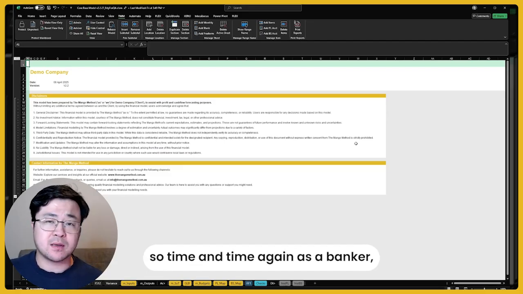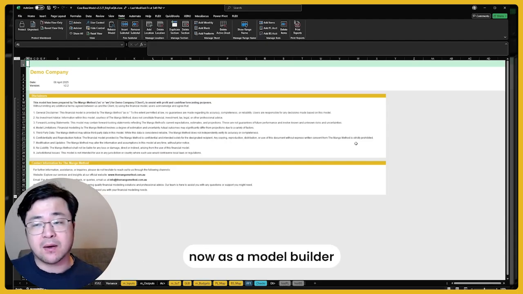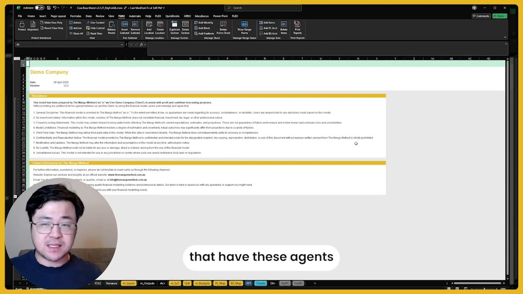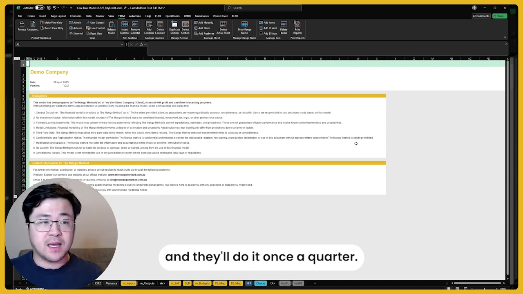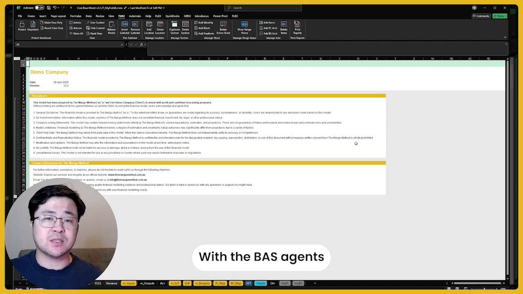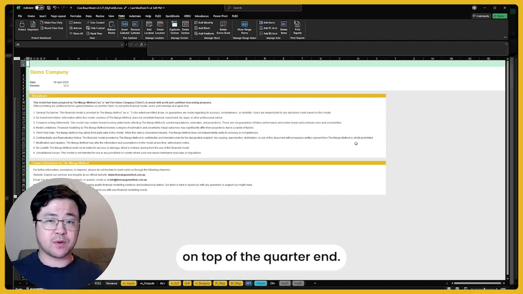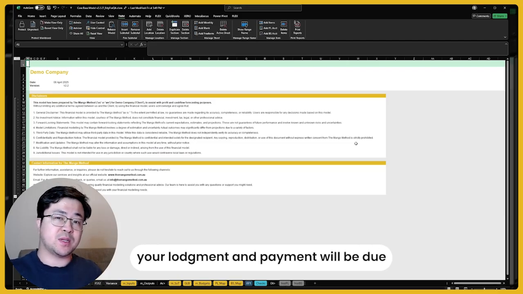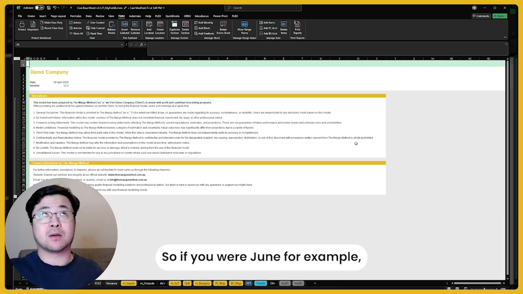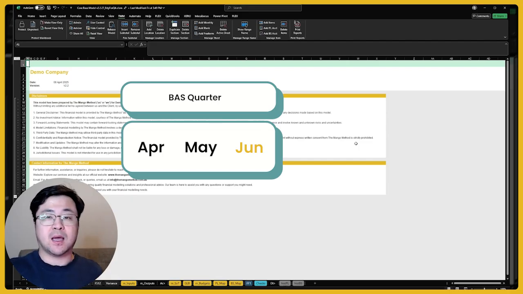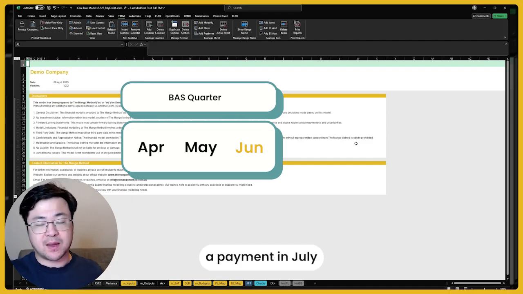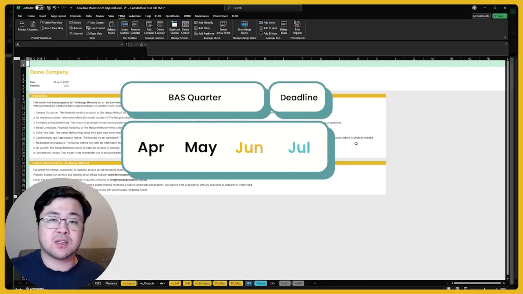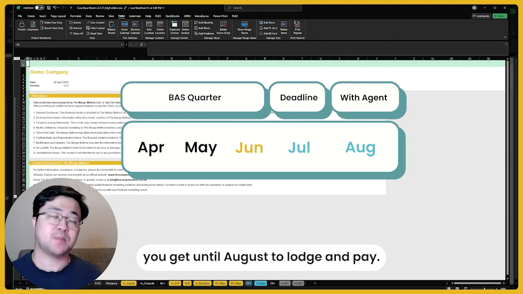I saw it time and time again as a banker, and time and time again now as a model builder, where we've come across businesses that have these agents that do the lodgements on behalf, and they'll do it once a quarter. With the BAS agents, you're afforded an extra month on top of the quarter end. So usually if you had quarterly reporting, your lodgement and payment will be due at the end of the quarter plus one. So if you were June, for example, you would be due to make a payment in July. Whereas when you lodge through an agent, you get until August to lodge and pay.